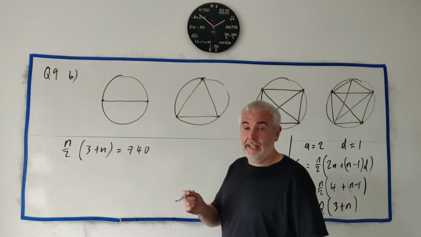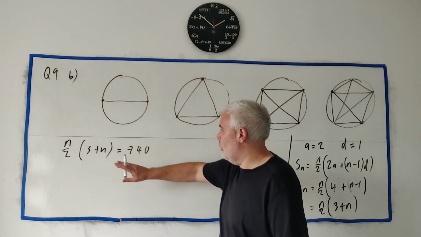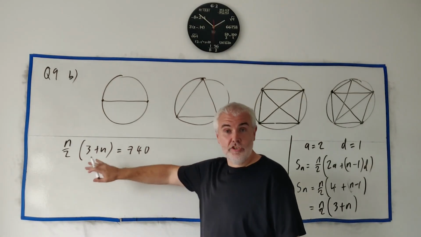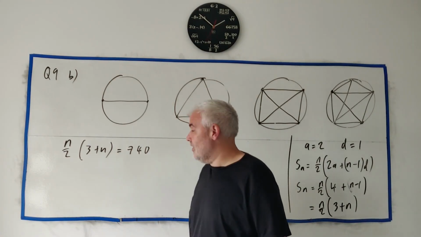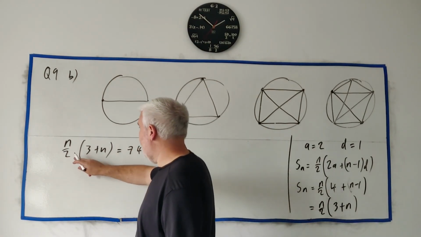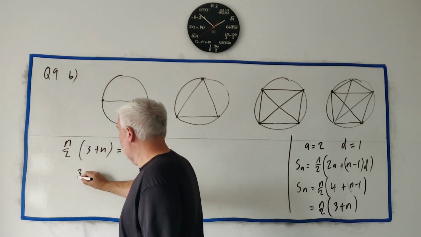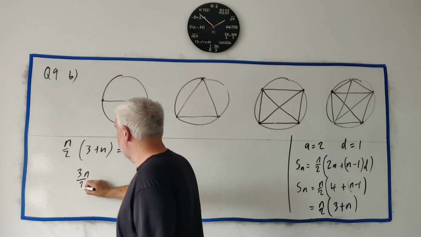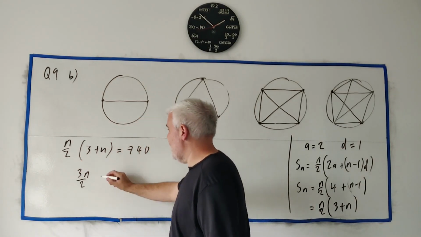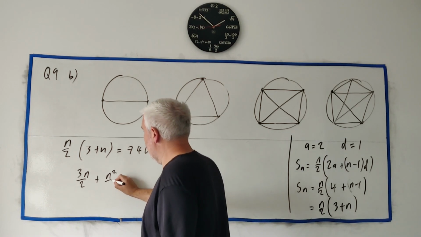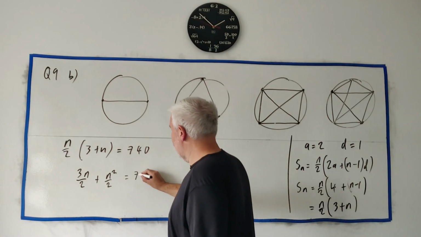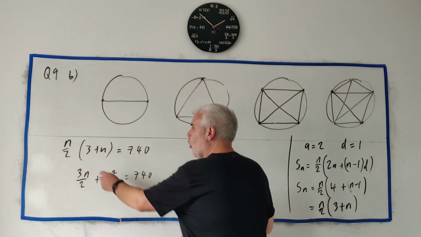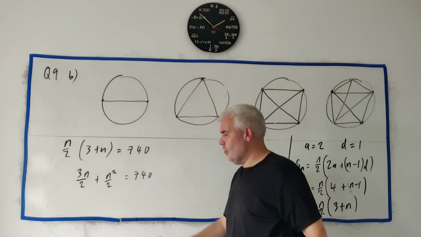Okay, so the intended way to do this would have been to write this out and to solve for n. It's a pretty hard one to solve. We could try multiplying these brackets out. So let's do that first. n over 2 times 3 would be 3n over 2. n over 2 times n would be n squared over 2 equals 740. Or we could have multiplied the 2 first, moved it across.